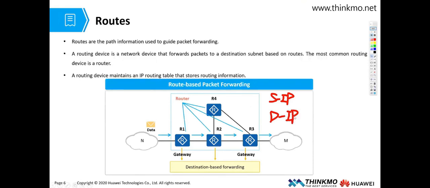Because, for example, I have a package now and the delivery person needs to help me deliver this package to the recipient I want it sent to. In this case, he definitely won't pay much attention to who sent the package. Instead, he focuses more on who the item is ultimately going to be sent to. So, it's the same here. All devices forward based on our destination.